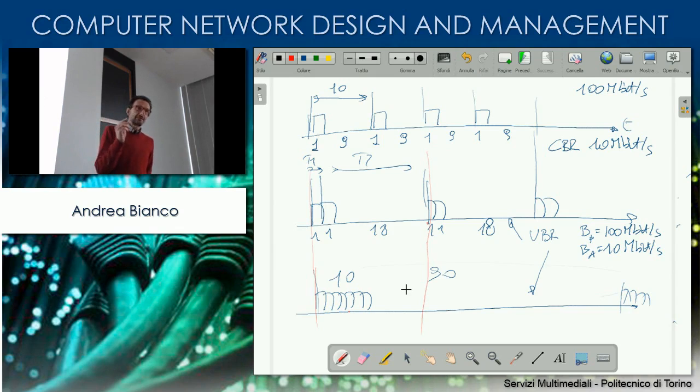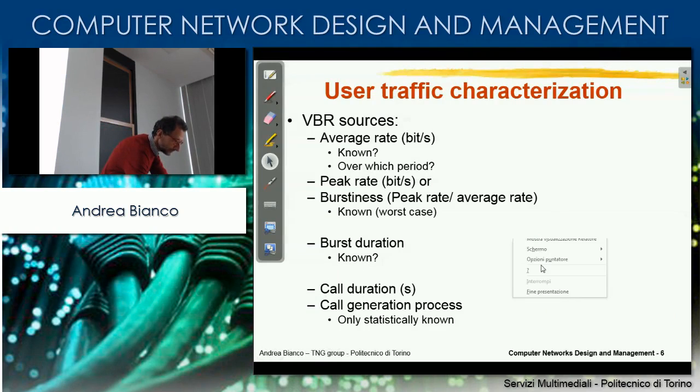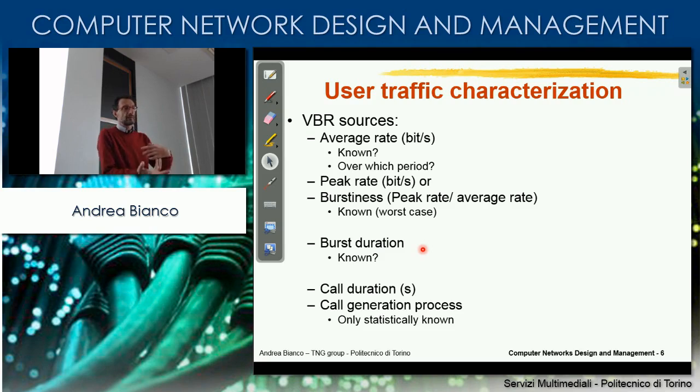Once you characterize a source with a given set of parameters, suppose that you use average rate, peak rate, and burst duration. Okay? So suppose that you have an average rate with not a time window, a peak rate and the burst duration, and indeed the burst duration is related to the time window over which you measure the average. They are not independent, of course. It's another way of giving a time window.